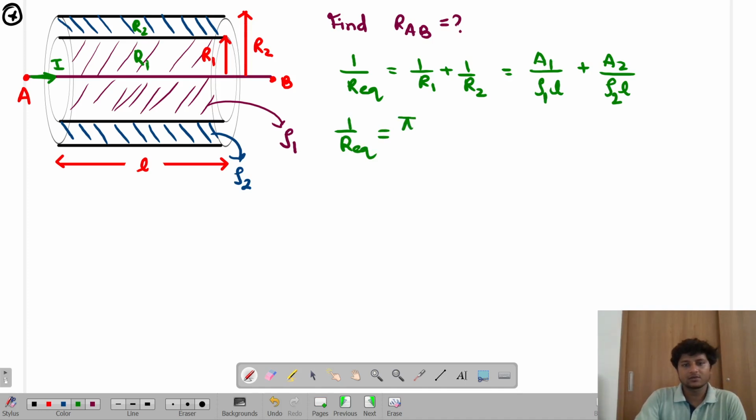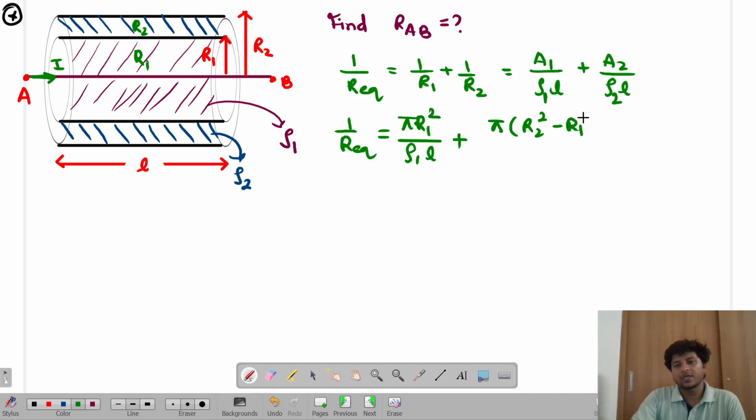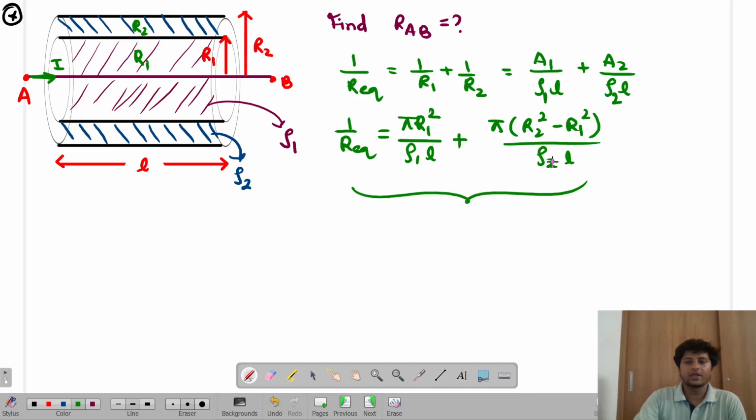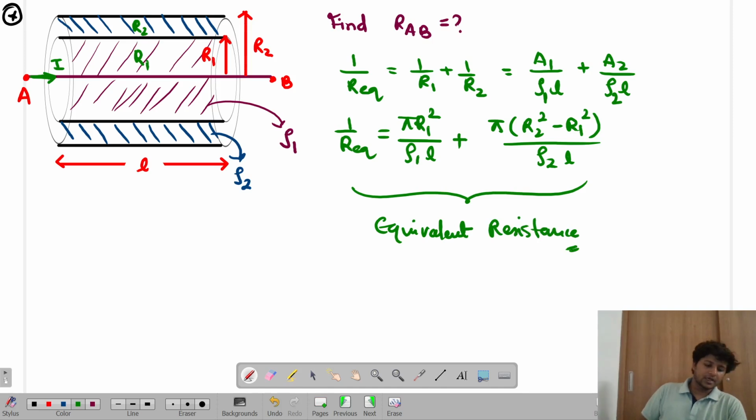area A1 is pi R1 squared, the area of cross section, isn't it? Rho 1 L plus A2 is pi, since rho 2 is present between R1 and R2, I should write pi R2 squared minus R1 squared divided by rho 2 L. That's your equivalent resistance. You can solve it, take the common factor and all, then we can get the answer. Is that clear? Are you able to get me?